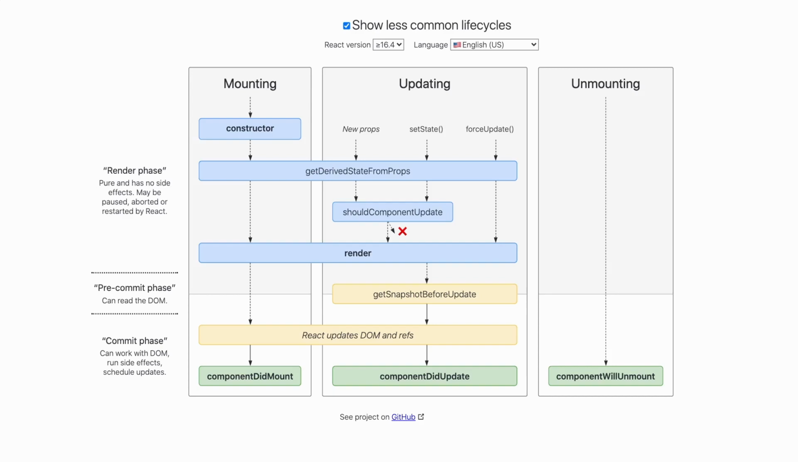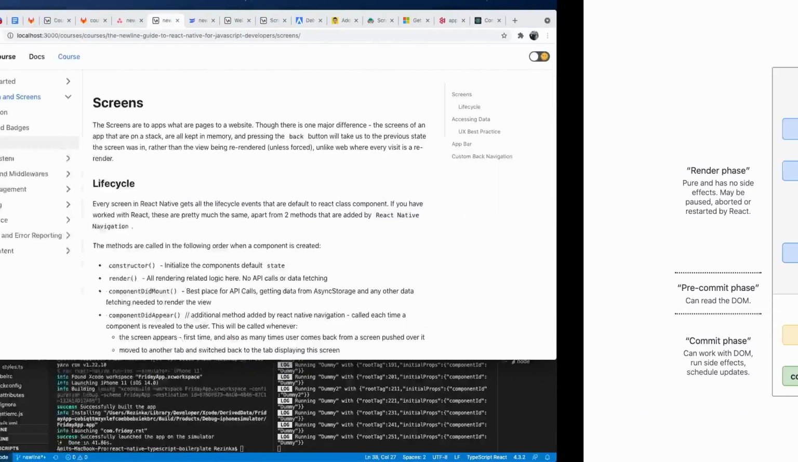So as we saw, these phases are quite similar to React. Now, apart from this, React Native Navigation also provides two more lifecycle function events.